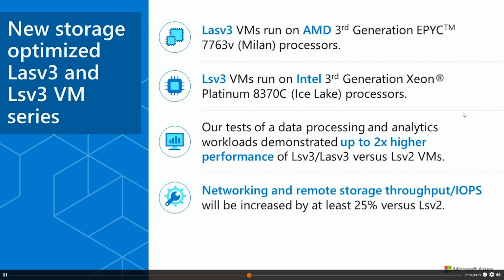LSV3 and LASV3 series will also support our new flexible orchestration mode for virtual machine scale sets, which allows you to deploy highly available large-scale cloud infrastructure quickly, reliably, and easily.